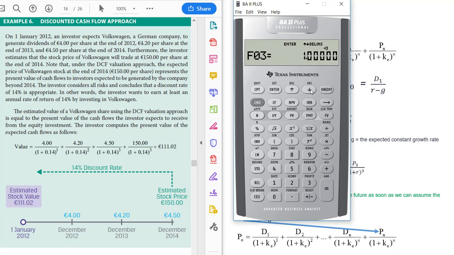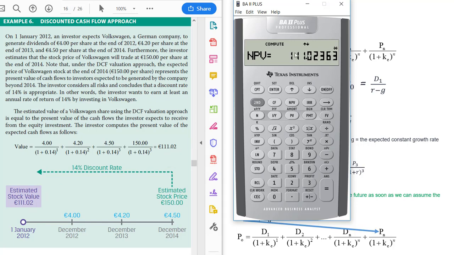So now pay attention. What I'm going to do is click on the NPV key. And for the interest rate, that is 14%, because that's the Ke or the R. It's the rate required by the investor. I'm going to hit 14, enter, arrow down. When it says NPV, I'm going to click compute: 111.02, 111.02.